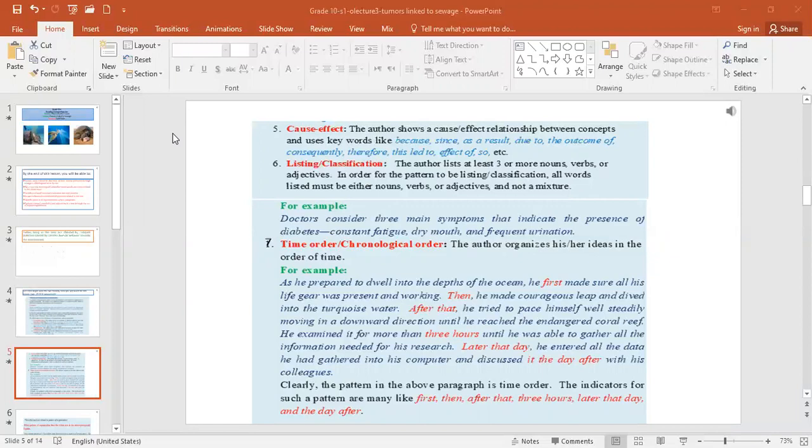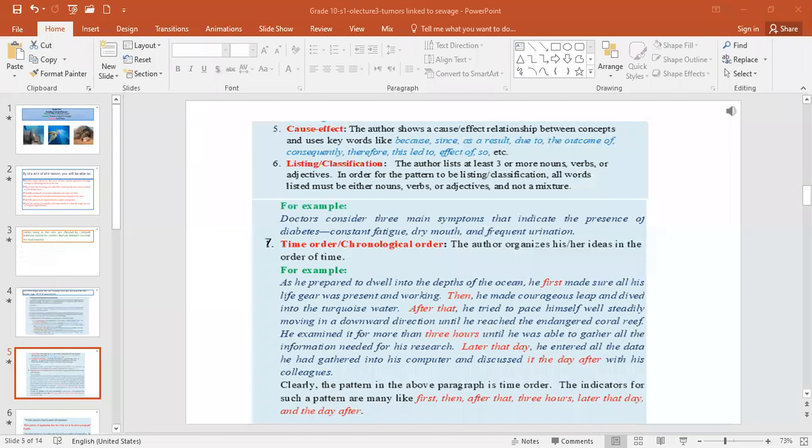Clearly, the pattern in the above paragraph is time order. The indicators for such a pattern are many, like first, then, after that, 3 hours later, the day after. Okay. Do you get the point, Sharif? This type of pattern is chronological or time. Remember from grade 9, I told you whenever you see the prefix chron or chrono, it means something related to what? Chrono or chron related to what? Time. Yes. Another fancy word for watch is chronometer, if you want the scientific word.